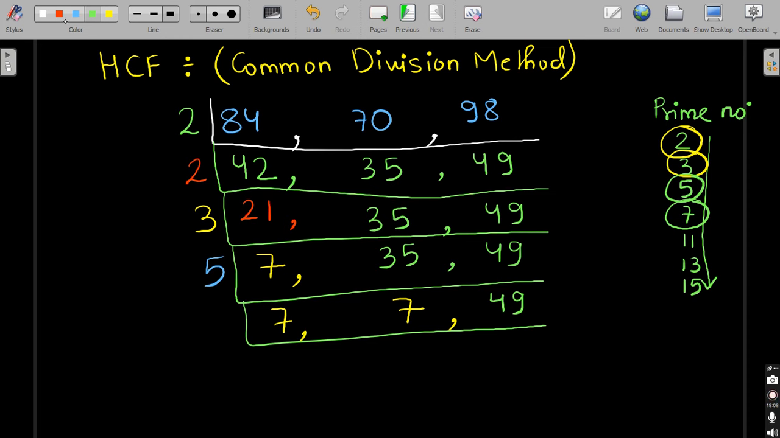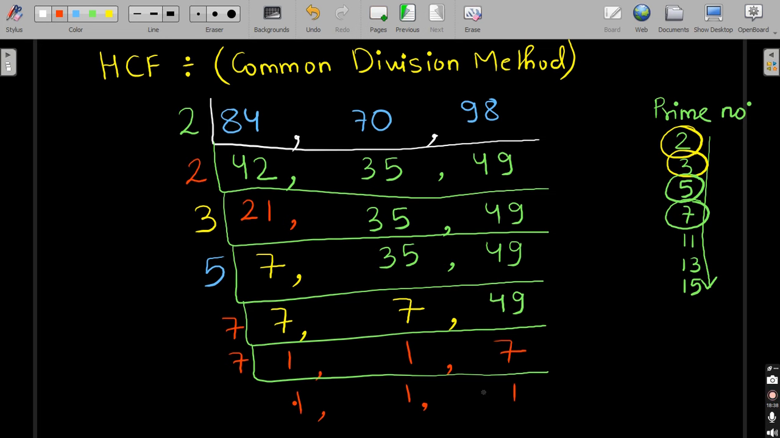Now let us try this 7. Okay, 7 1s are 7, 7 1s are 7, 7 7s are 49. Okay, perfectly divided all the three numbers. Now again I will try the next number, which is 7. So again I will try for the 7. Now let us try. 7 1s are 7, 7 1s are 7, 7 1s are 7. Up to here it is completed.